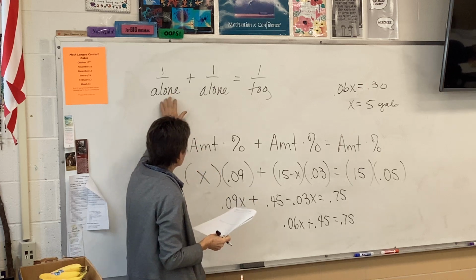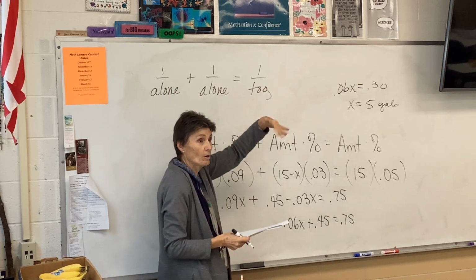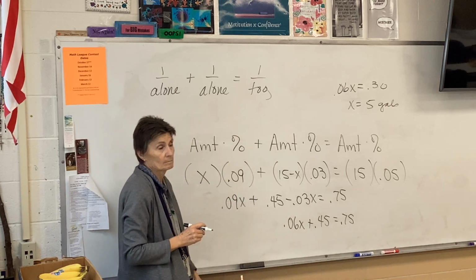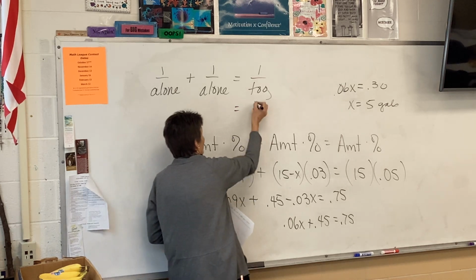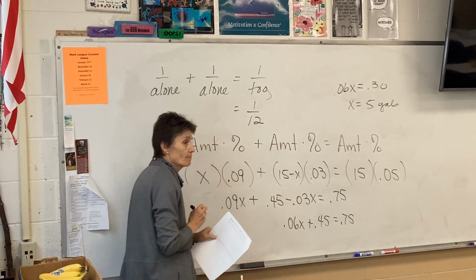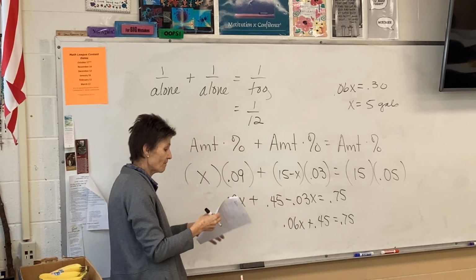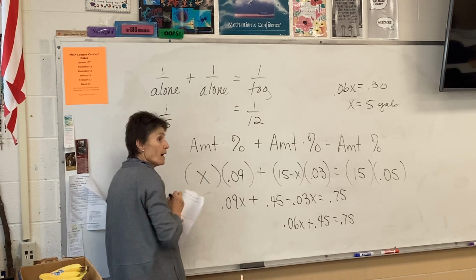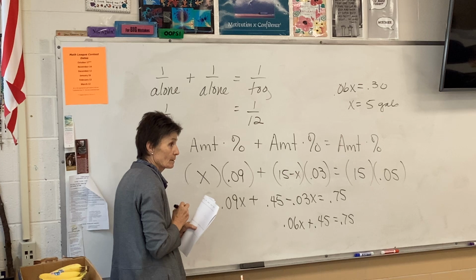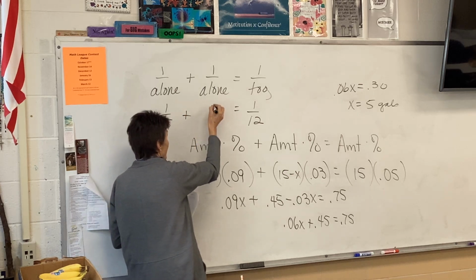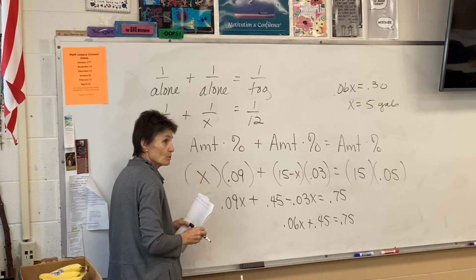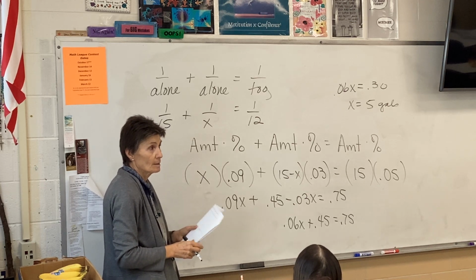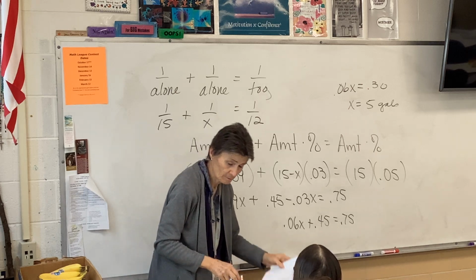These are the only 3 numbers. It's always 1 over, 1 over, 1 over. So what's the 12? Together. So 1 over 12. What's the 15? That's one of their alone times. What's the other alone time? We don't know. That's what we're trying to figure out. Now I need a common denominator.